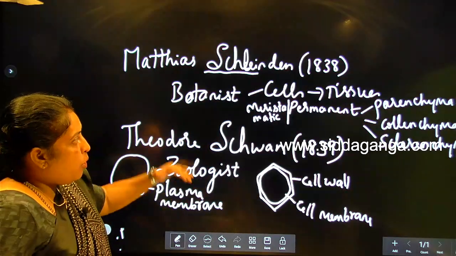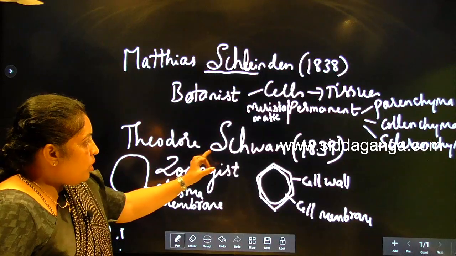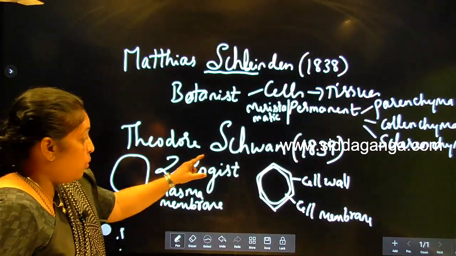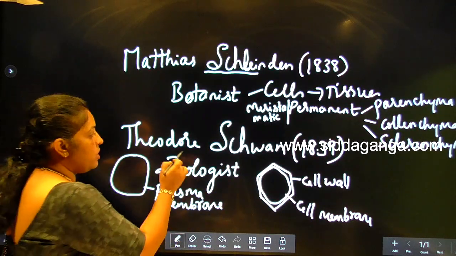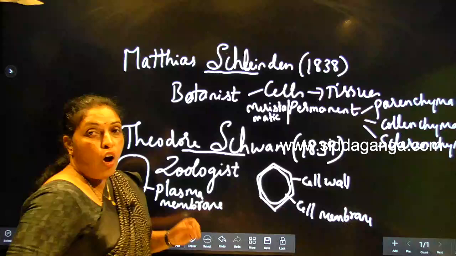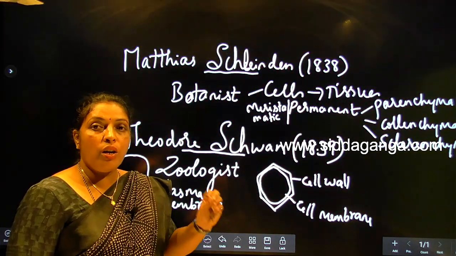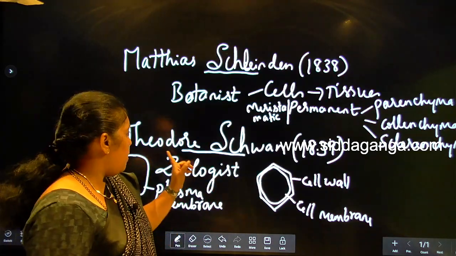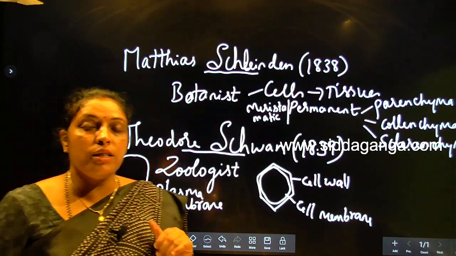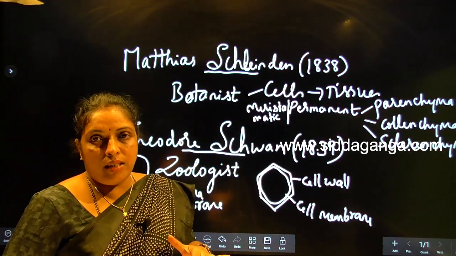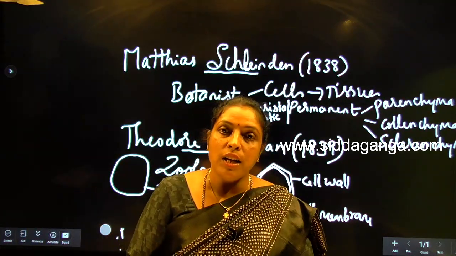After studying both the plant cells and animal cells, Theodor Schwann gave one hypothesis. He studied both animal cells and plant cells and gave a hypothesis. What is it? All plants and animals are made up of cells and products of cells, says Theodor Schwann. He gave us one hypothesis.